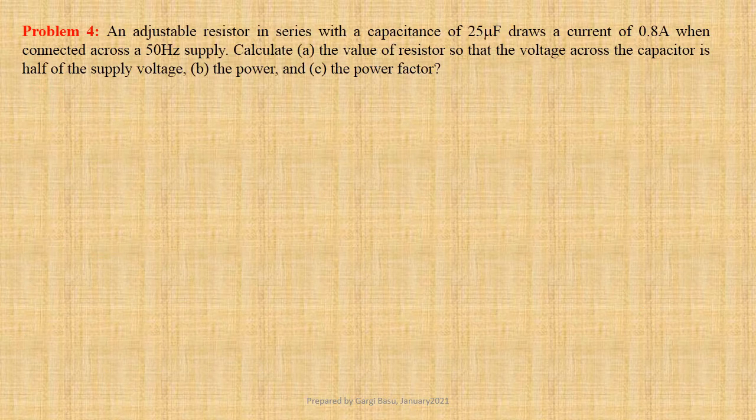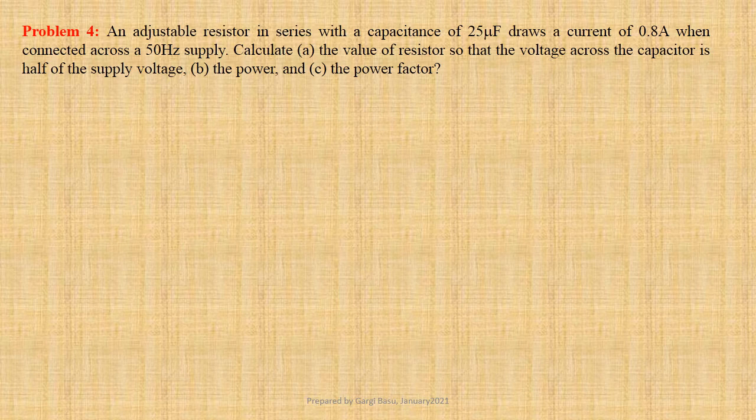Problem number 4. An adjustable resistor in series with a capacitance of 25 microfarad draws a current of 0.8 ampere when connected across a 50 Hz supply. We have to calculate the value of the resistor so that the voltage drop across the capacitor becomes half of the supply voltage. We also have to determine the power and the power factor under this condition.